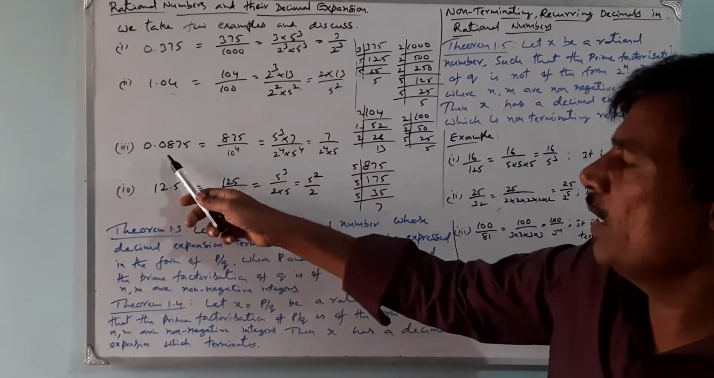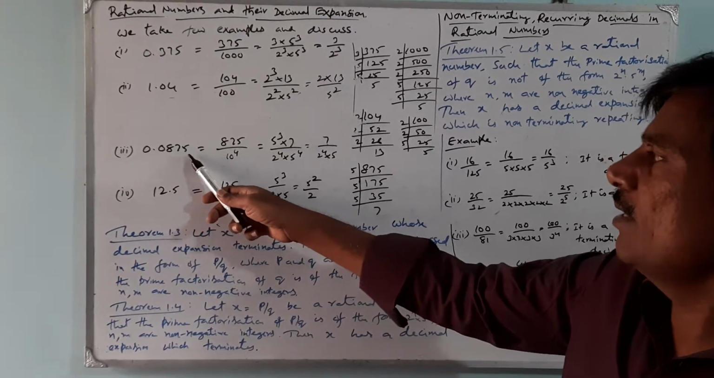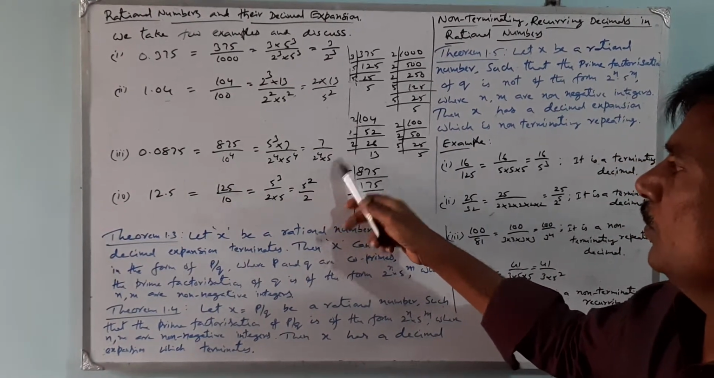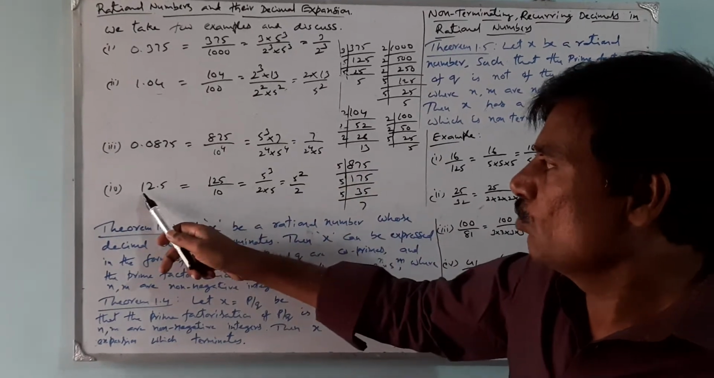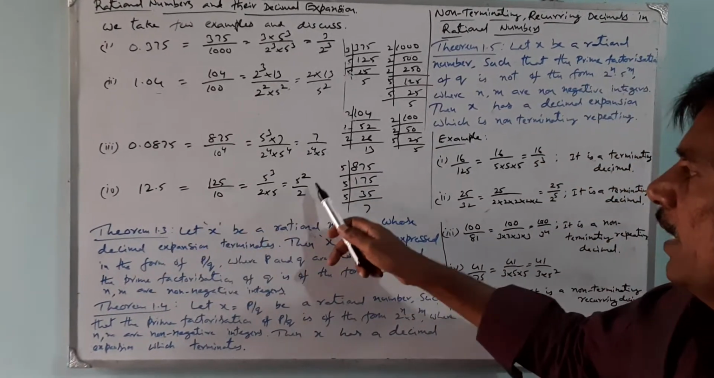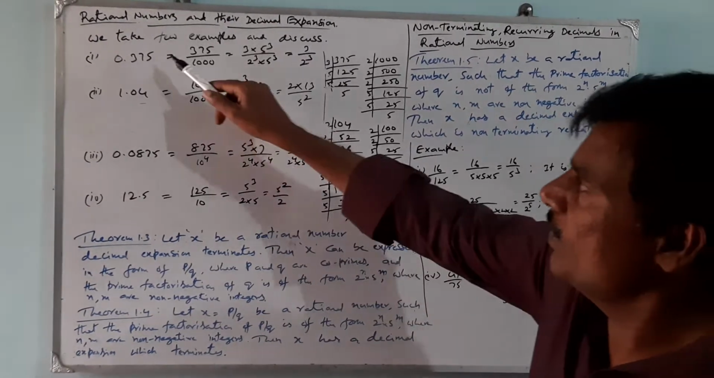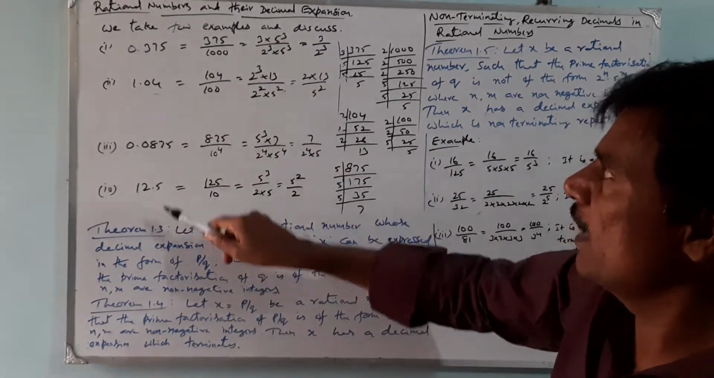Similarly, 0.0875 can be written as 7 by 2 power 4 into 5. Finally, 12.5 can be written as 5 squared by 2. Here, we know that these are terminating decimals.